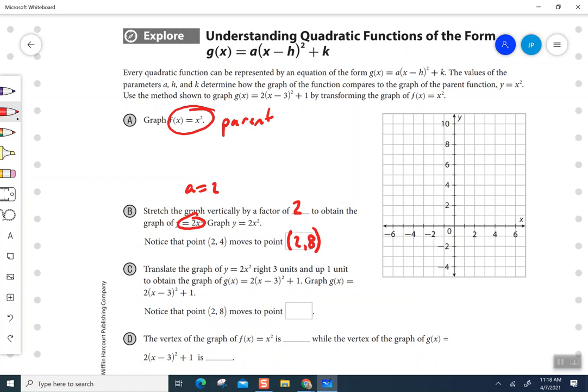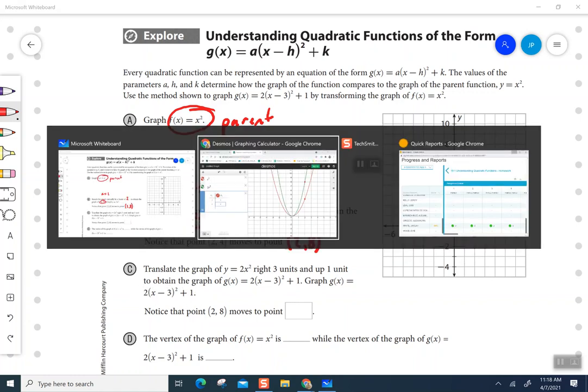So now what it wants us to do is translate this graph 3 units up and 1 unit over to obtain the graph. Okay, so here we go. We're going to translate this dot 3 units up, 1 unit to obtain the graph of 2 times (x minus 3) squared plus 1. So now I want to graph this and see what changes happen.